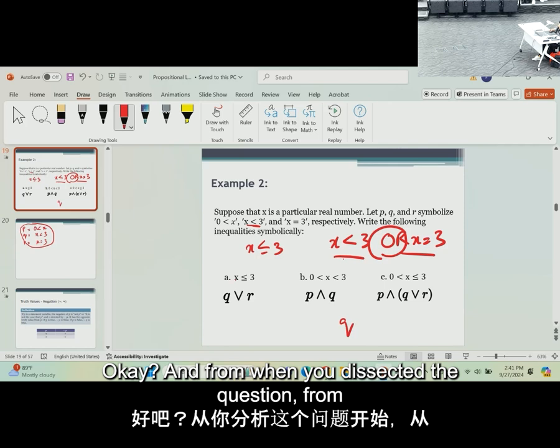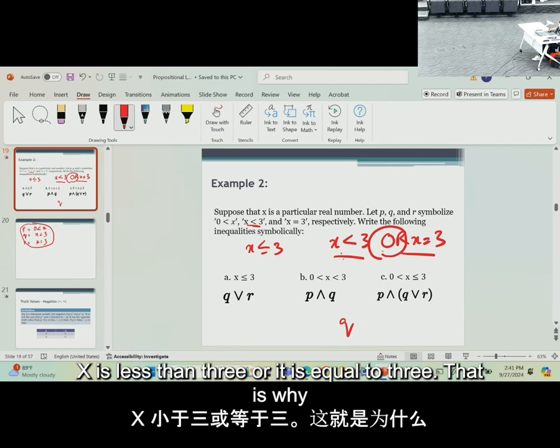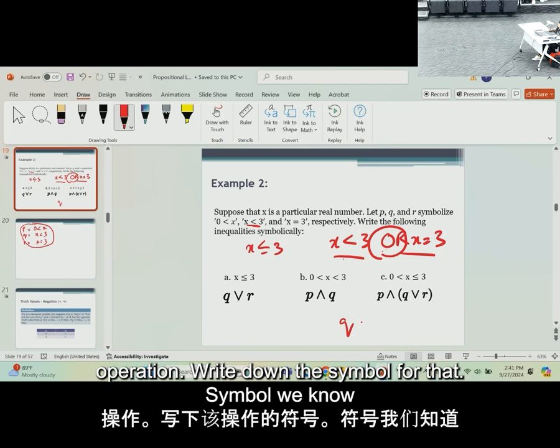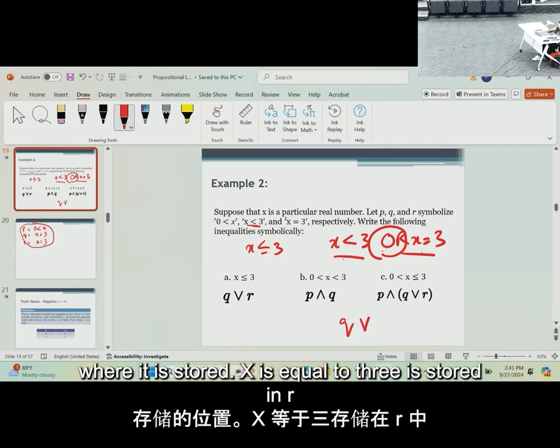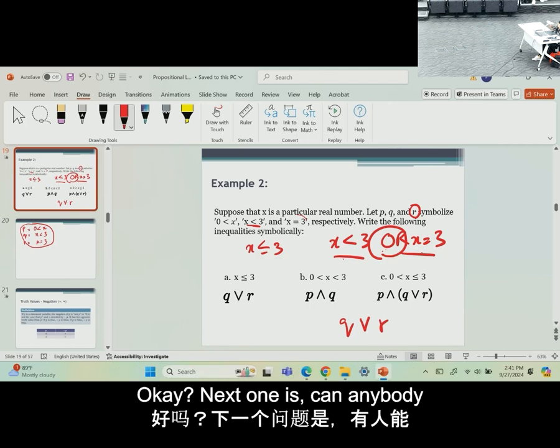And from when you dissected the question, from there you got to know that we are performing the OR operation. X is less than 3 or it is equal to 3. That is from where you know that it is the OR operation. Write down the symbol for that. The symbol we know is ∨. And then x is equal to 3. Look at the question where it is stored. X is equal to 3 is stored in our statement variable. So simple translation, step by step.